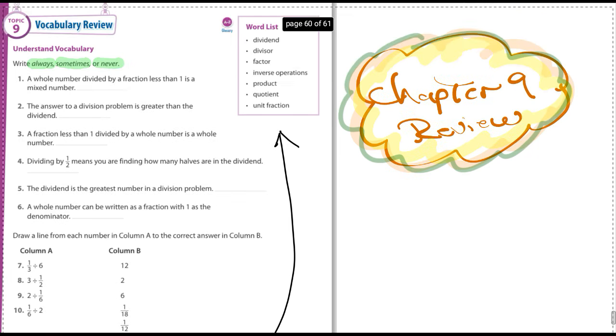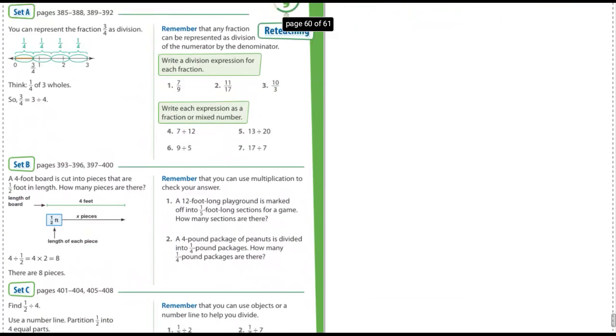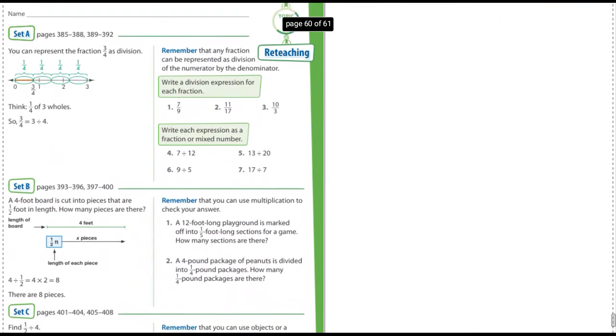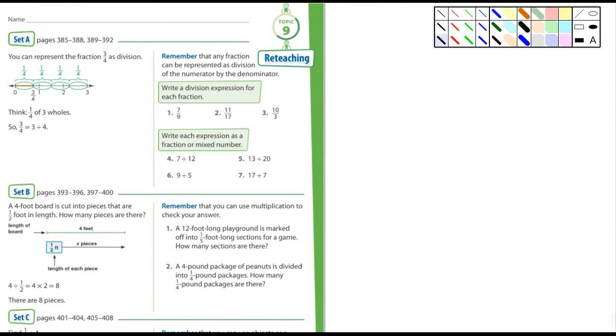All right, and then the first page, I just want you to do A, B, and C on the very first page of the reteaching. And again, you guys know how this works.